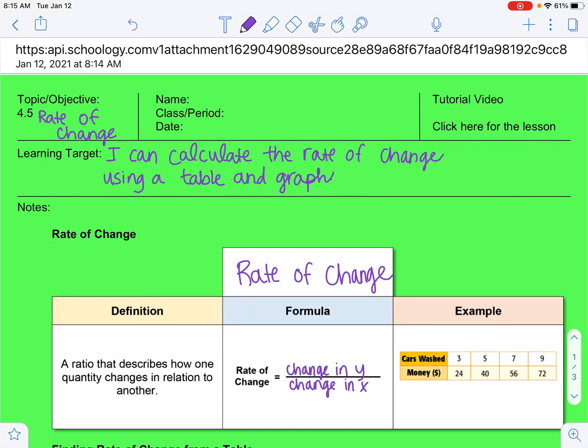Today we're going to work on lesson 4.5, which is all about rate of change. Our learning target for today is I can calculate the rate of change using a table and a graph.